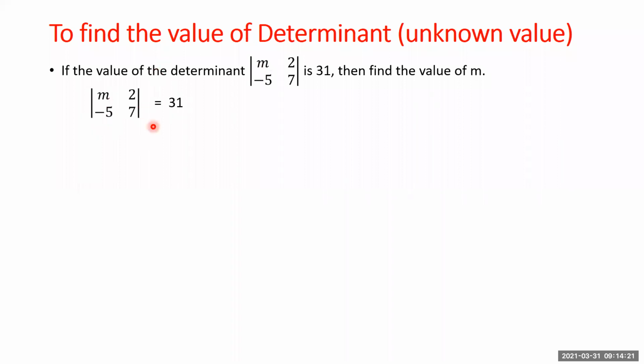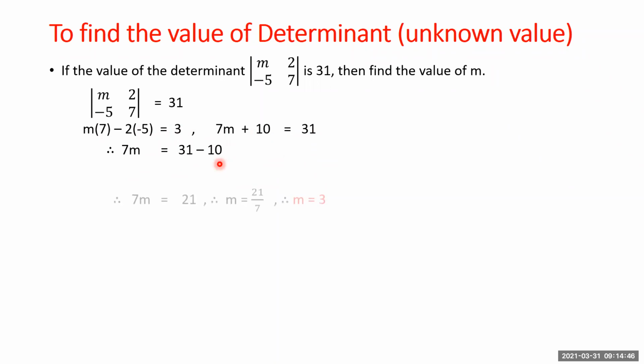So if it is like this, how can we solve this question? See, the determinant m, minus 5, 2, 7 equals 31 is given, and we do the same cross multiplication. m into 7 minus 2 into minus 5 equals 31. Then 7m plus 5 twos are 10 equals 31. Therefore 7m equals 31 minus 10, since plus 10 becomes minus 10 when taken to the other side. So 7m equals 21. What is our aim here? We have to find the value of m. So m equals 21 over 7, so m equals 3.